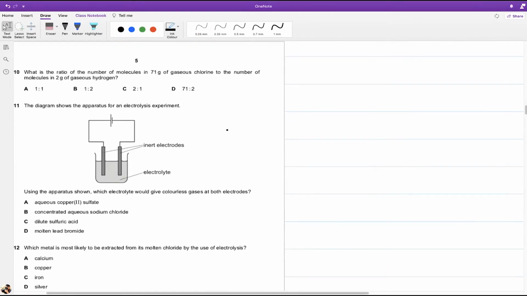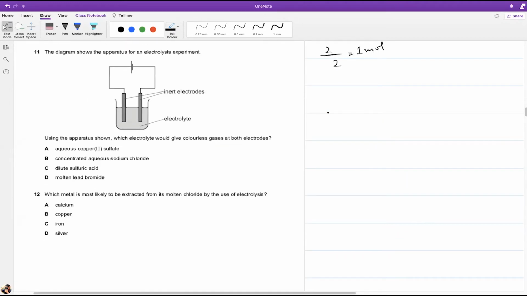What is the ratio of the number of molecules in 71 gram gaseous chlorine to the number of molecules in 2 gram gaseous hydrogen? When we're talking about the number of molecules, the number of moles is an indication of that. So 71 gram chlorine is 71 over 71, 1 mole. Why? Because the Mr of chlorine is 71. Similarly, 2 gram of hydrogen, the Mr of hydrogen, which is H2, is 2, so that's 1 mole. So what is the ratio of molecules? It is the same ratio as moles, so 1 to 1.